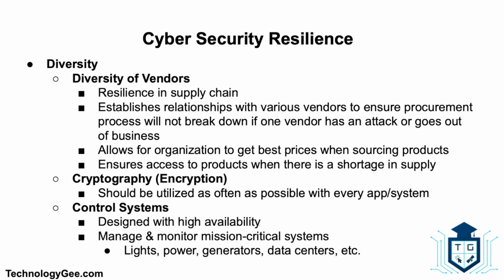And then we have cryptography or encryption, and this should be utilized as often as possible with every application and system within an organization. And then we have control systems, and these are systems that are designed with high availability in mind so that they can manage and monitor mission critical systems such as lights, power, generators, and data centers.